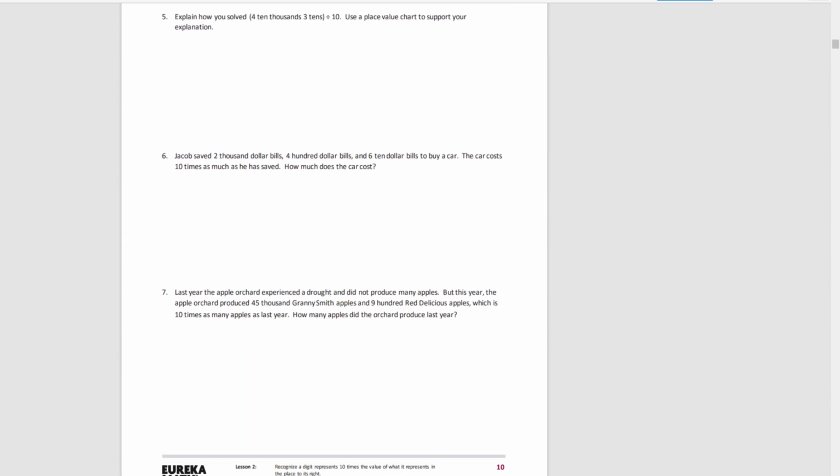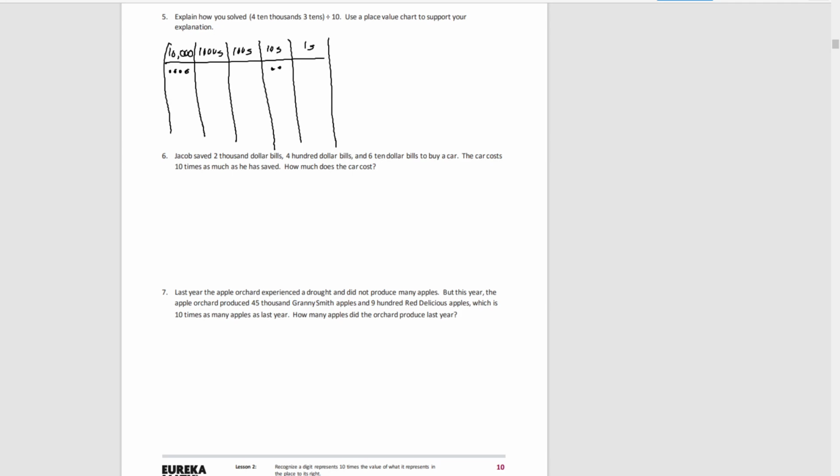For number 5, you're going to do the same thing. You're going to explain how you solved 4 10,000 3 tens divided by 10 using a place value chart. So pause your video and try that. So again, we need a place value chart. And we start with 4 10,000s and 3 tens.